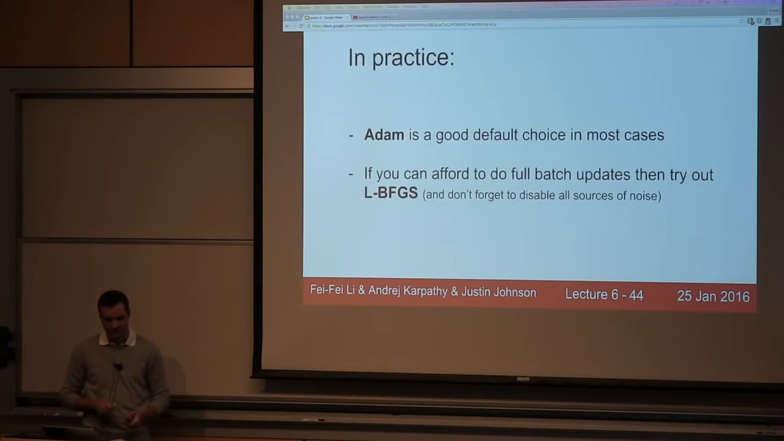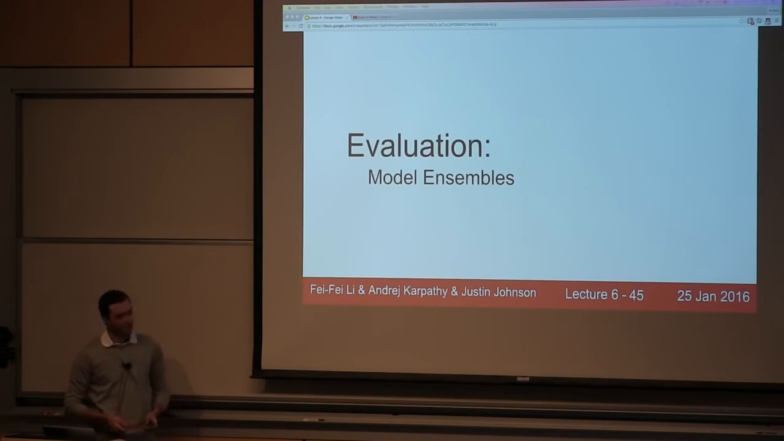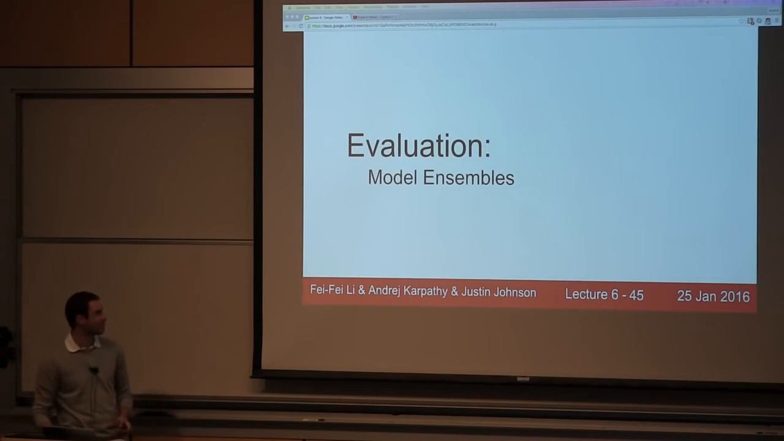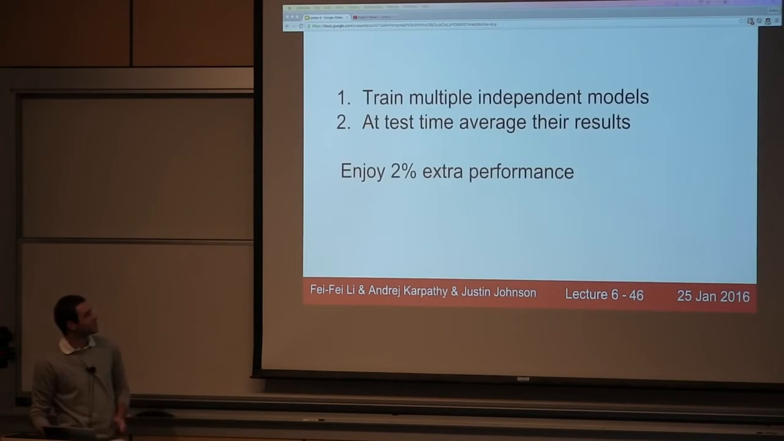All right, cool. So we're going to go into model ensembles. I just very briefly would like to talk about it because it's quite simple. Turns out that if you train multiple independent models on your training data, instead of just a single one, and then you average their results at test time, you almost always get 2% extra performance.